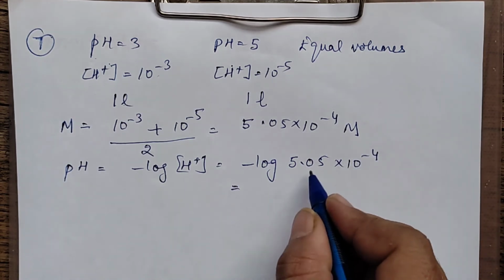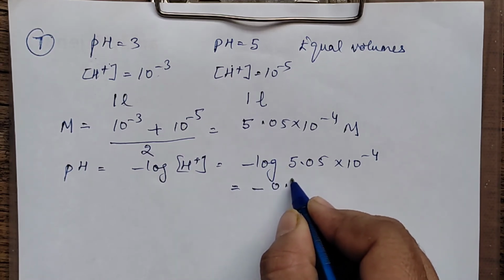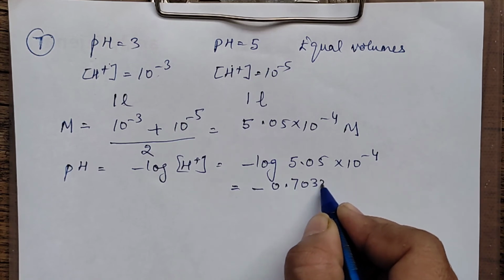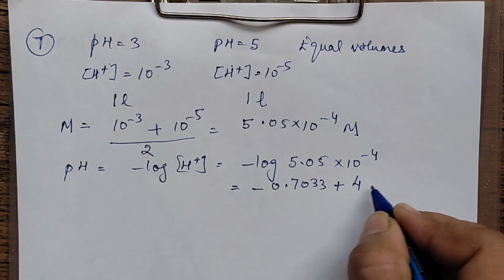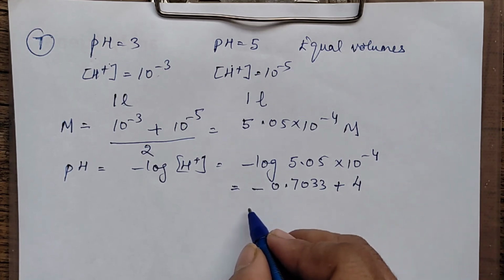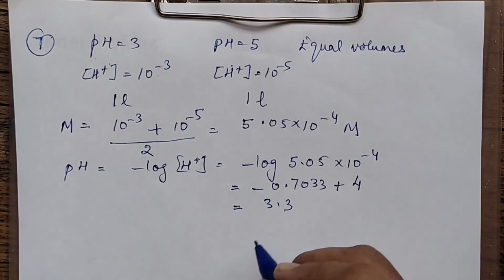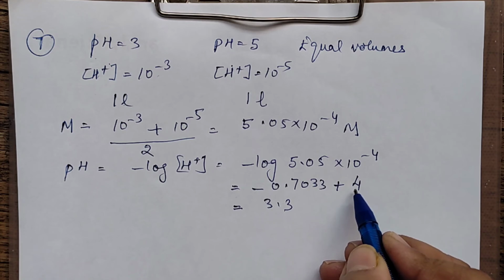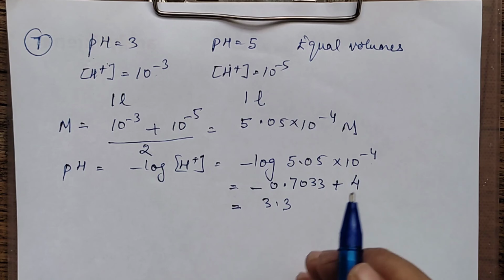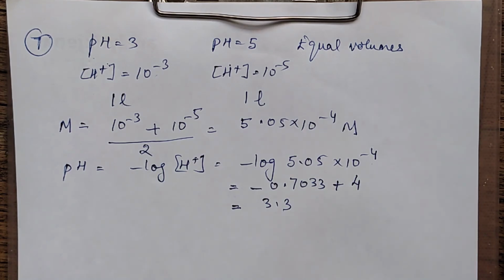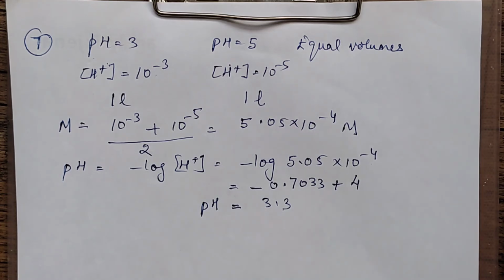Right. So for this, you will be checking the log value. That comes out to be minus 0.7033. This minus and minus will become plus. So it will be plus 4 log 10, and log 10 is 1, right? So this will be equal to 3.3. Okay, so I've just opened this directly instead of writing minus log this and minus 4 log 10, because we have done enough number of problems based on it. So you have the pH for this solution as given here.